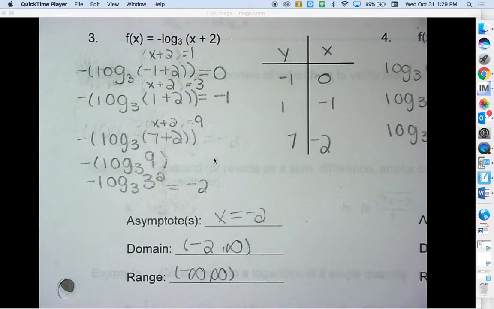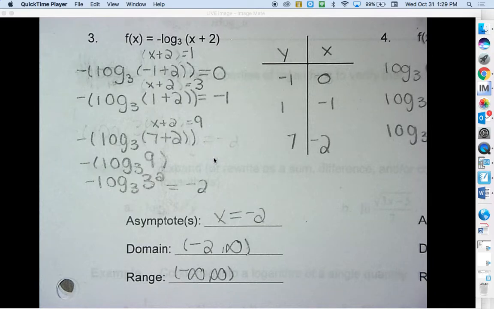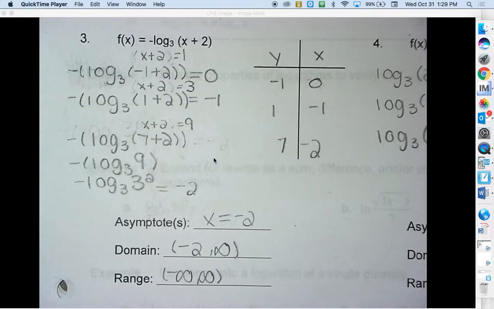a 1, but because the log is negative, it makes the 1 negative. So that point is 1, negative 1. And then for the third one, you have to get x to equal 3 squared. And 3 squared is also 9. So 7 plus 2 is 9. And then you convert 9 to 3 squared. And that would equal negative 2 because the log is negative. And so the point is 7, negative 2.